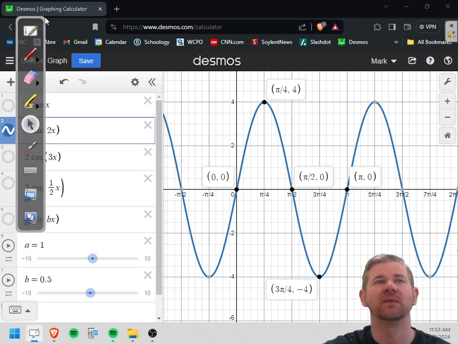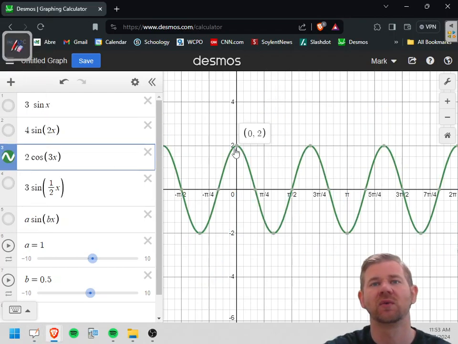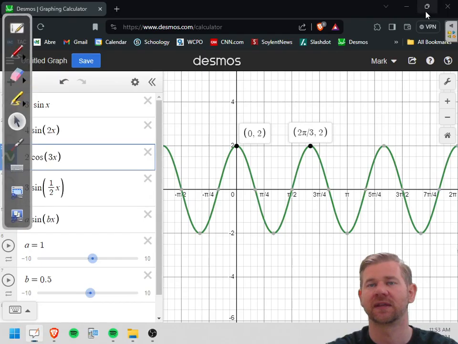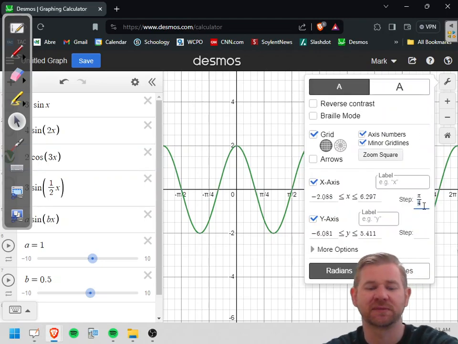Desmos to help. But we got 2. Okay, good. So the y-axis, ooh, it starts at 2 in this one. That's because it's cosine. The period, so if it starts at the top and then the next time it's at the top, is it 2 pi over 3? I said it'd be 2 pi over 3, so that's good. And then the last thing is for my steps, I want to make sure I put that as pi over 6.